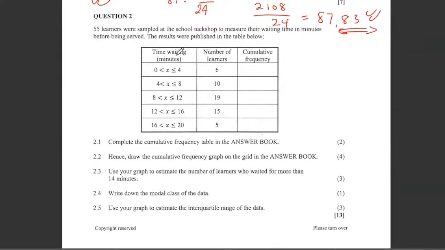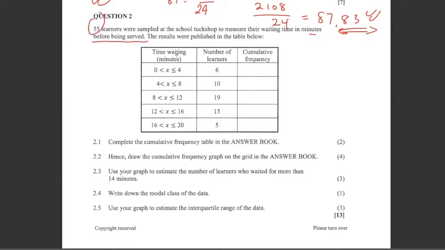All right, question number two, which is the grouped data. In this case, they are telling us that 55 learners were sampled at a school tuck shop to measure their waiting time in minutes before being served. Now, they want to see how many are patient and how many will be in a rush to quit the orders. So we have a table that we have.